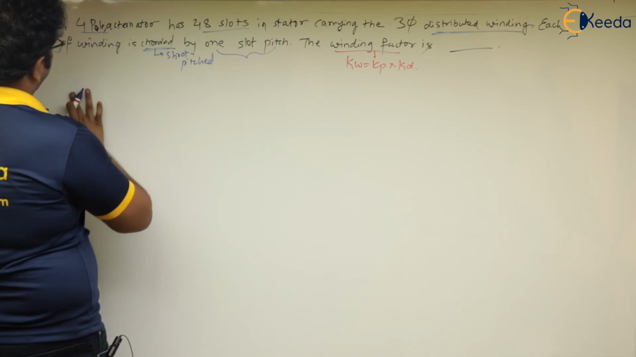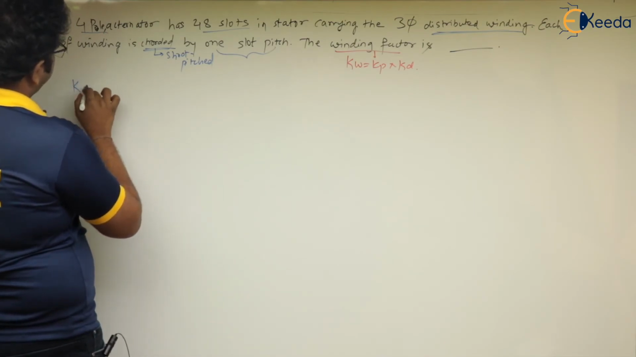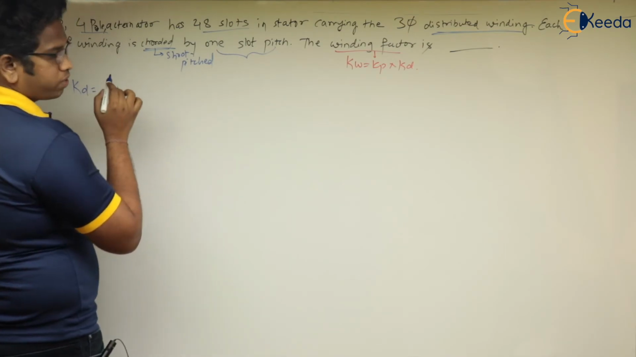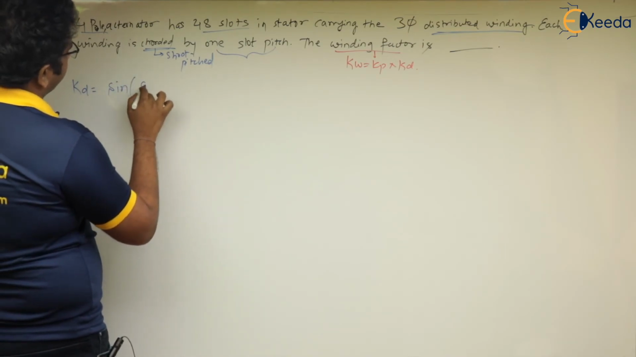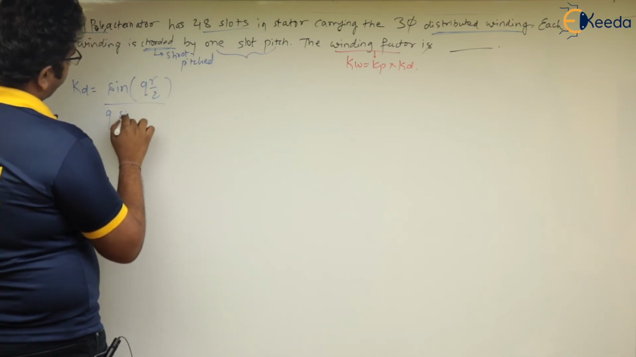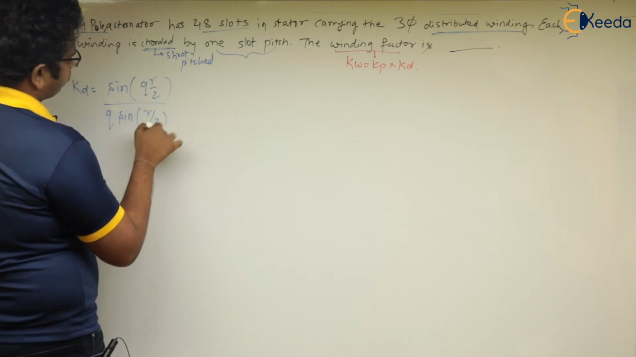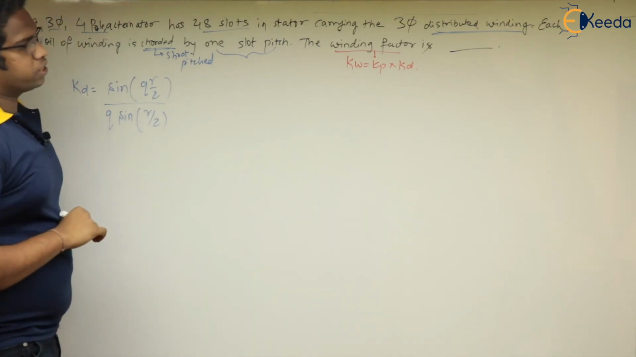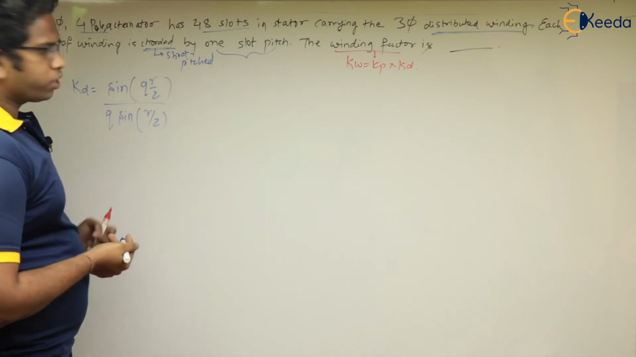Let us find Kd first. To find Kd, what do you need? What is the formula for Kd? Kd is going to be sine Q gamma by 2 upon Q sine gamma by 2. Is it right? Now, is there anything about harmonics discussed here? No, no need. So, it's okay, no problem.